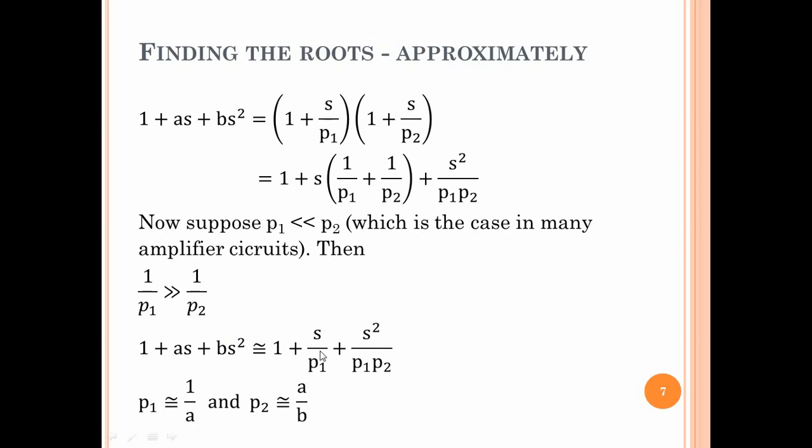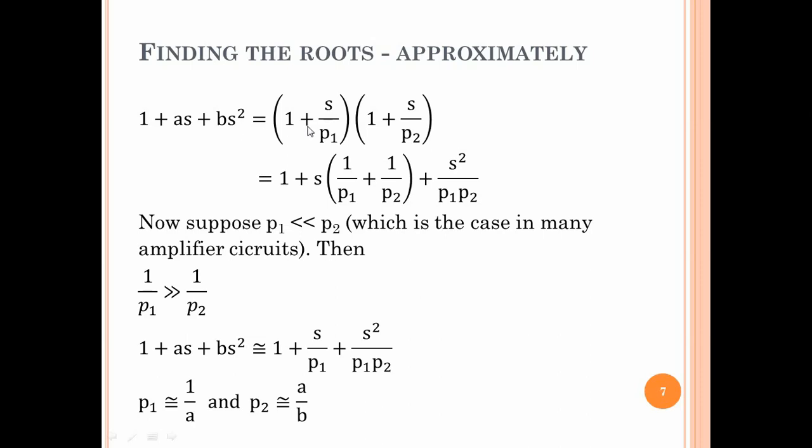Now, without solving the quadratic, we can say A is equal to 1 by P1 and B is equal to 1 by P1 P2, and 1 by P1 being A, this is A by P2. So P1 can be approximately written as 1 by A and P2 as A over B. Because we know A and B, we've got the two roots of the quadratic without solving it. Quadratics are of course easy to solve, but this method works even for higher order polynomials.